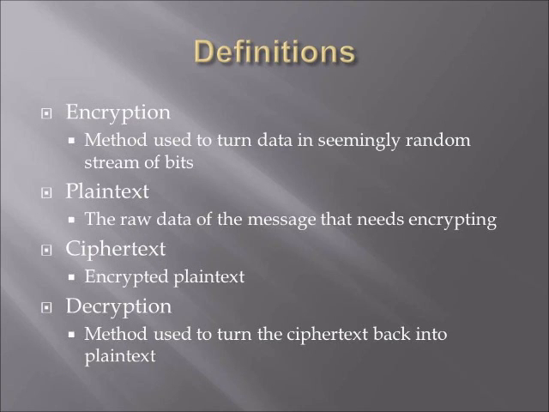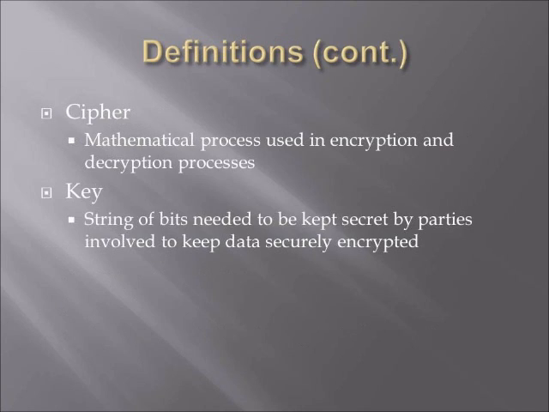Now, basic definitions. We have encryption, which is the method used to turn data into a seemingly random stream of bits. We have the plain text, which is the raw data of the message that needs encrypting, ciphertext, which is encrypted plain text, and decryption, the method used to turn the ciphertext back into plain text. That's encryption in a nutshell.